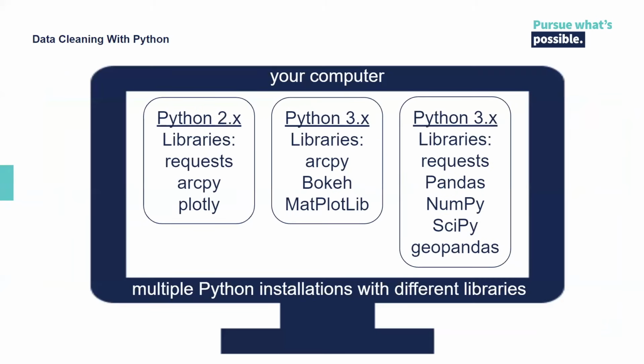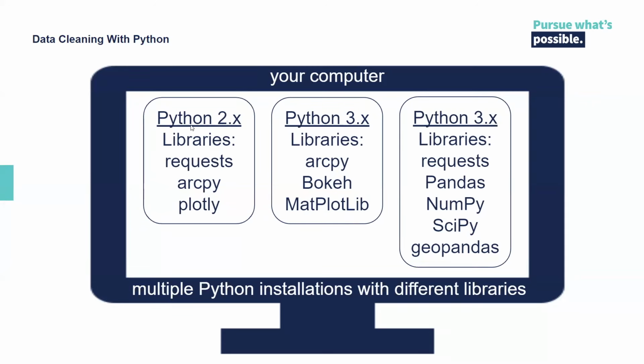Okay, so imagine this is your computer here. You can actually have more than one version of Python installed on your machine. Each version of Python, I'm going to call those instances. Each instance of Python is going to have separate libraries associated with it. So say I have 3 instances of Python installed on my machine.